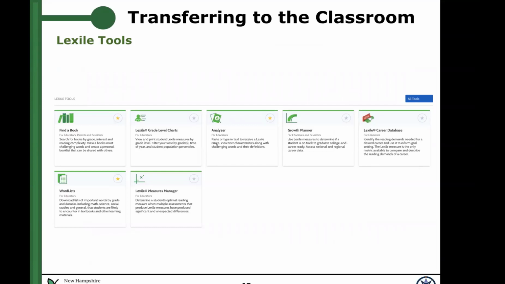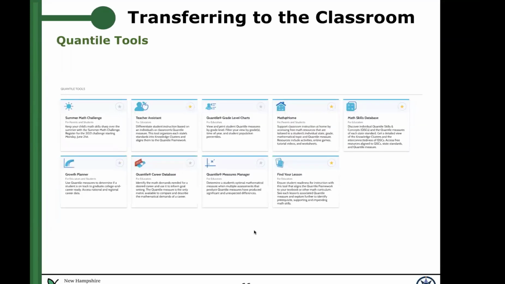Some of the Lexile tools here: you can find different books, you can look at a book organizer, all of this information, looking at word lists at specific levels. The Lexile tools are all available to you. And then here are the quantile tools that they have available to you. Specifically, I would point you in the direction of this teacher assistant.